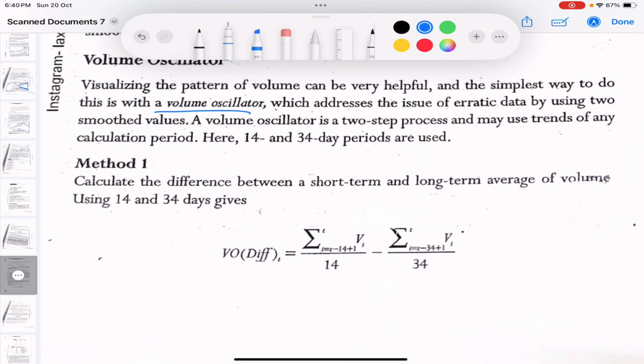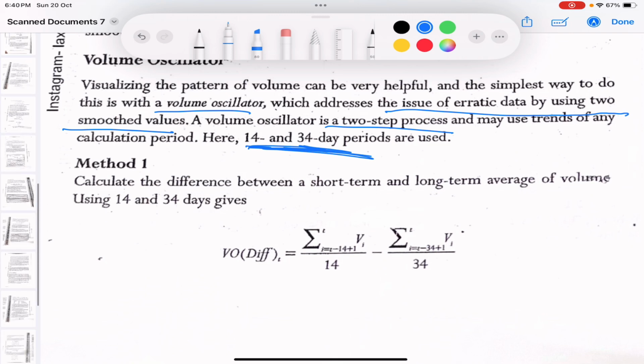Now, this basically addresses the issue of the erratic data by two smoothed values, and it uses just one smoothed value. Now let's look at what it does. A volume oscillator is a two-step process, and a 14-day period and a 34-day period are used. So whenever you're talking about a volume oscillator, you are using a 14-day period as well as a 34-day period.